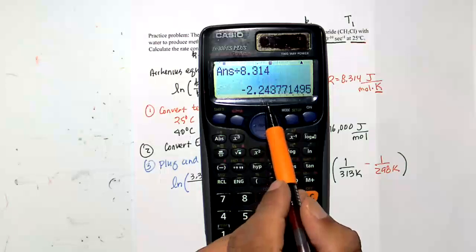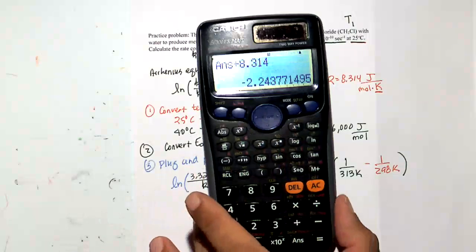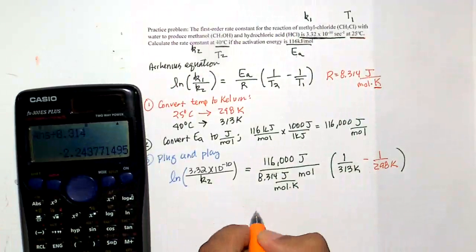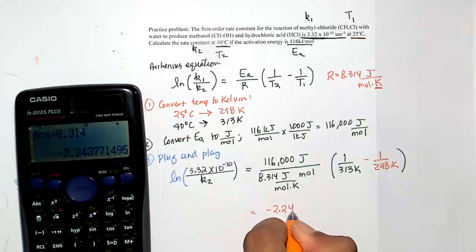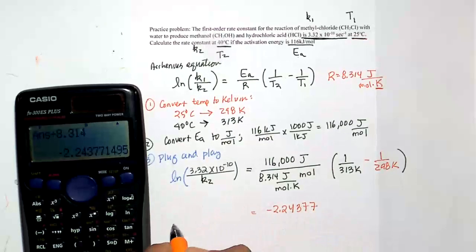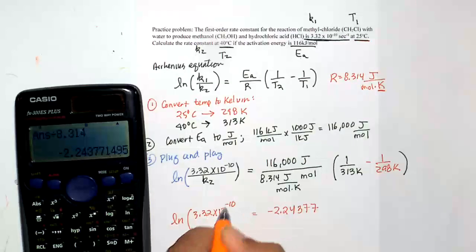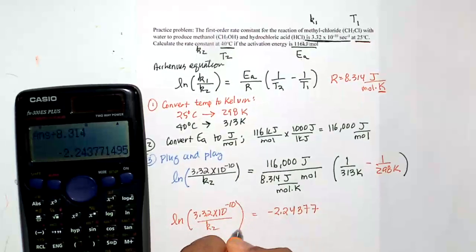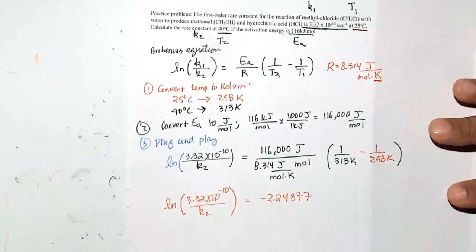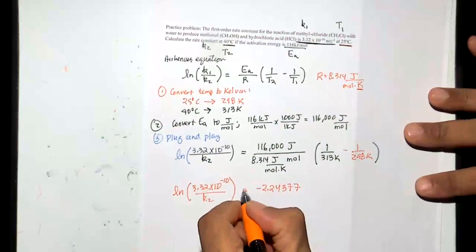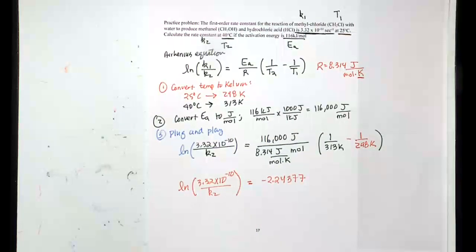This is what I want to write: minus 2.24377. So natural log of 3.32 times 10 to the minus 10 divided by K2. All right, how will we solve and isolate K2? We will take the inverse natural log of both sides.